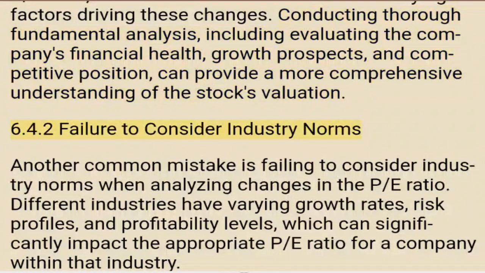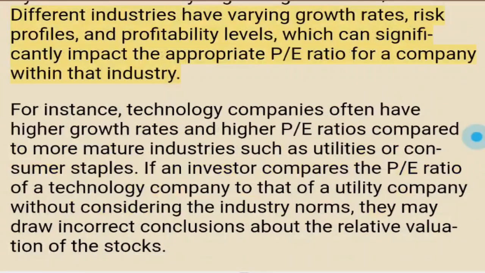6.4.2 Failure to consider industry norms. Another common mistake is failing to consider industry norms when analyzing changes in the P/E ratio. Different industries have varying growth rates, risk profiles, and profitability levels, which can significantly impact the appropriate P/E ratio for a company within that industry. For instance, technology companies often have higher growth rates and higher P/E ratios compared to more mature industries such as utilities or consumer staples. If an investor compares the P/E ratio of a technology company to that of a utility company without considering the industry norms, they may draw incorrect conclusions about the relative valuation of the stocks.